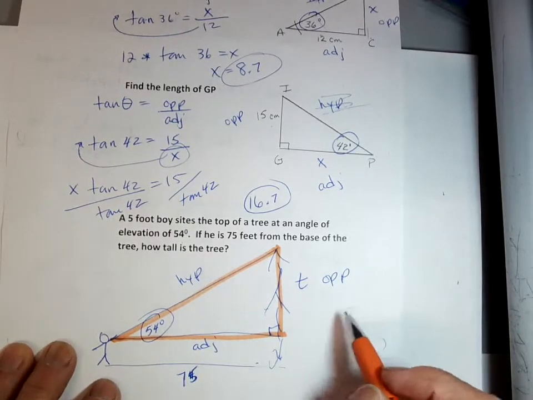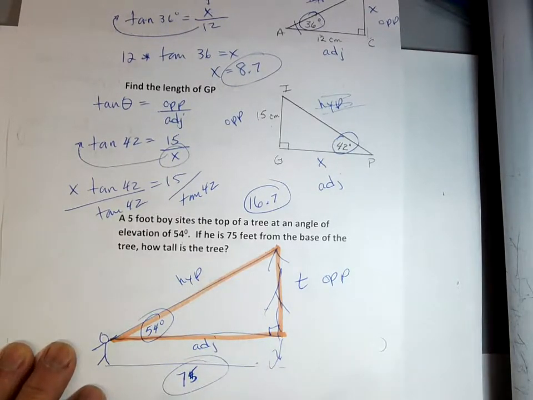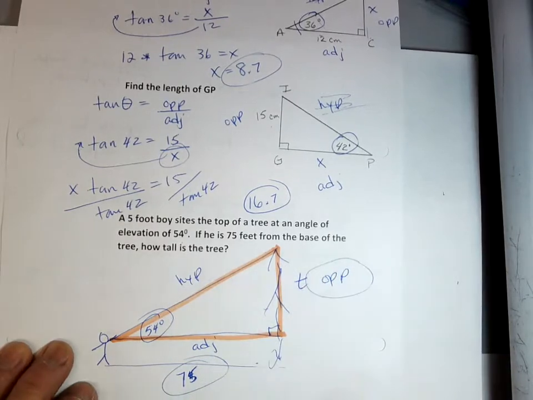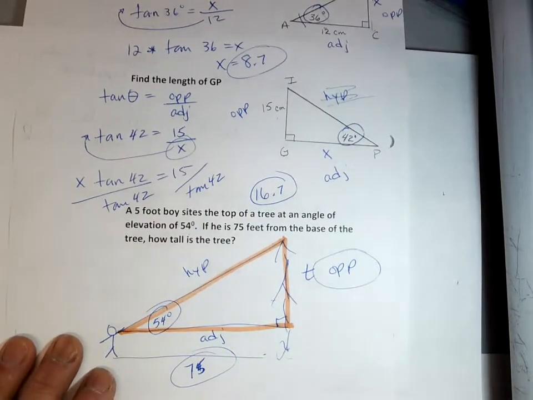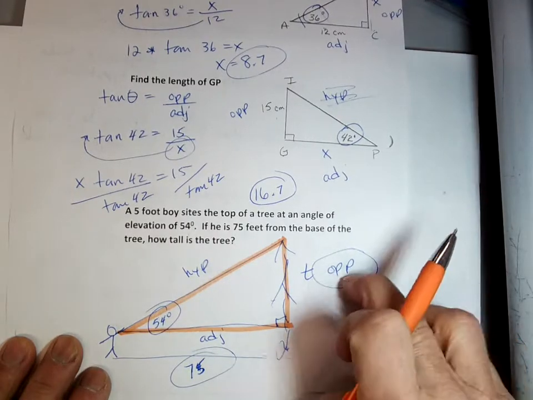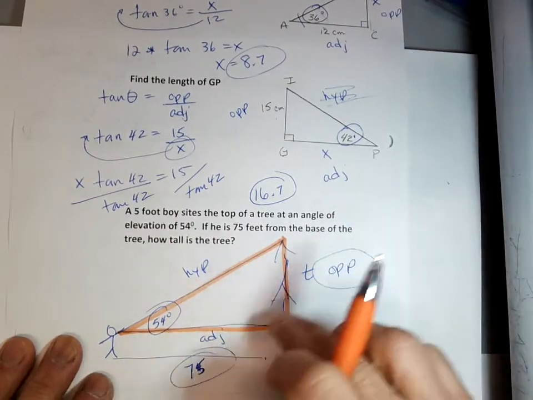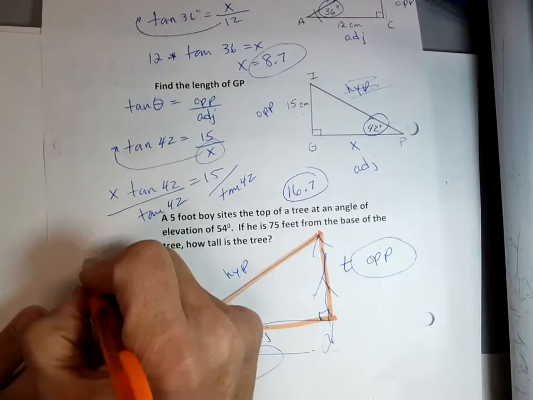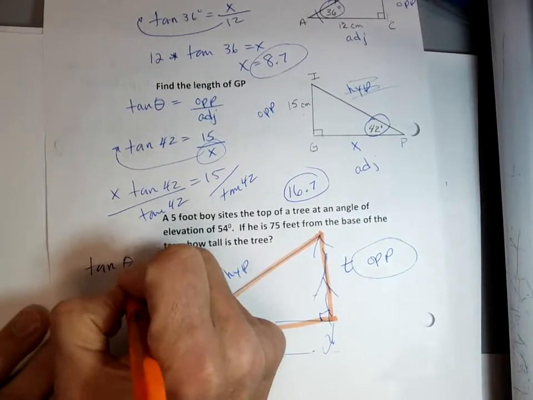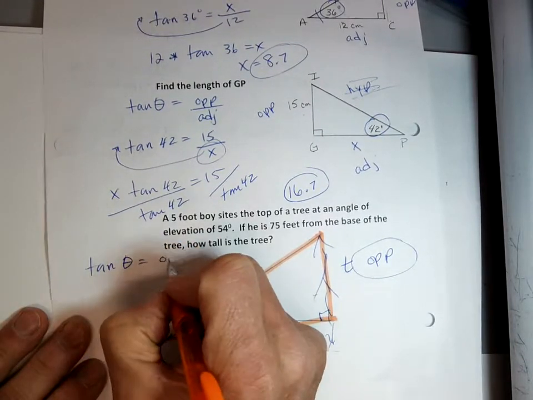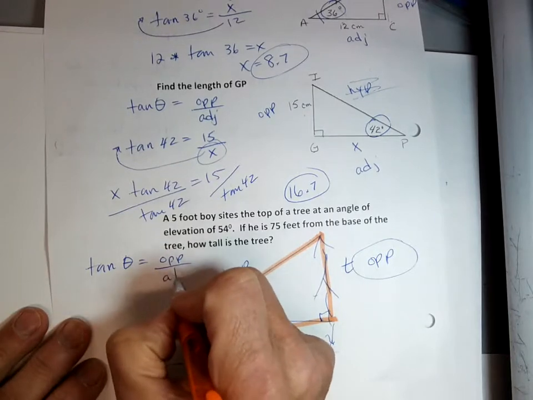So, the two things I want. I know the adjacent. I want to find the opposite. Again, which one of the three is it? Opposite. It's got to be tangent, because I want to find the opposite. I'm going to use my adjacent, these two. So I'm going to set up tangent of theta equals my opposite over my adjacent, right?